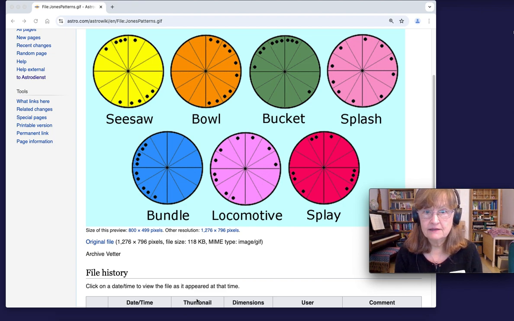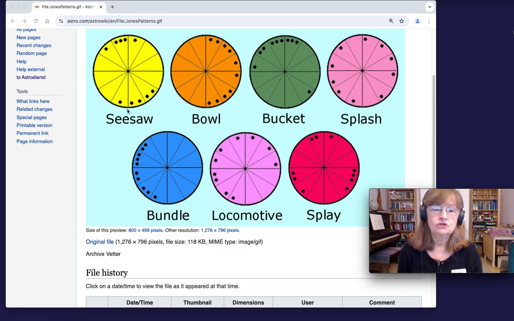Now these are the 7 types, so I've got them on the screen here. We've got Seesaw, Bowl, Bucket, Splash, Bundle, Locomotive and Splay. And as you'll see, those little dots there, those represent the planets. Now when you're using this system, you don't take into account Chiron or the North Node. All you're taking is the 10 planets.